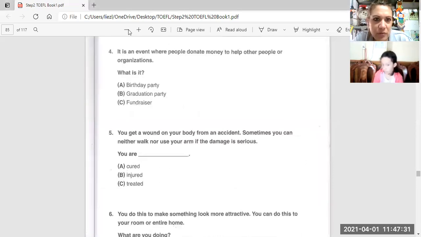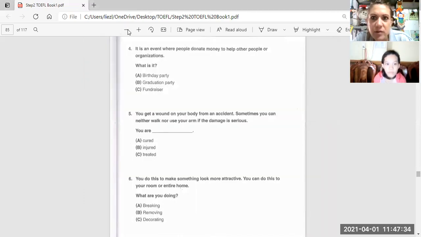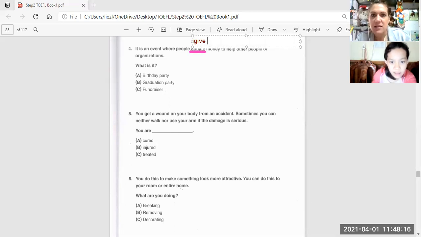Okay, let's do number 4, 5, and 6. I'm going to make it smaller. There we go. Okay, read number 4. It is an event where people earn money to help other people or this school. Okay, it is an event where people donate money to help other people or organizations. So donate, what do you think donate means? Donate. They donate money means they give money away. They give it. They give away.